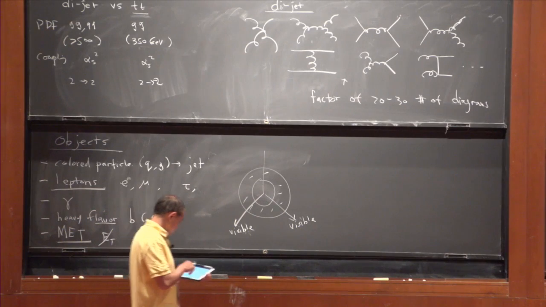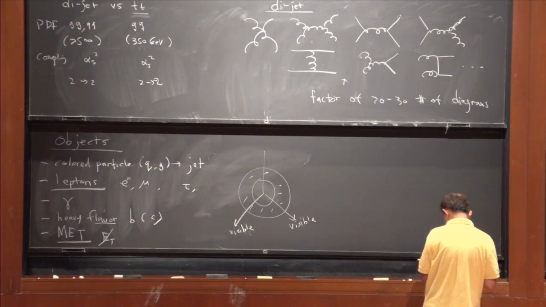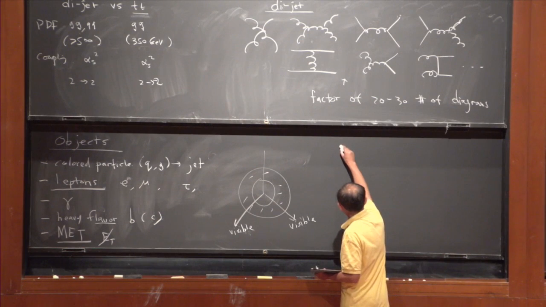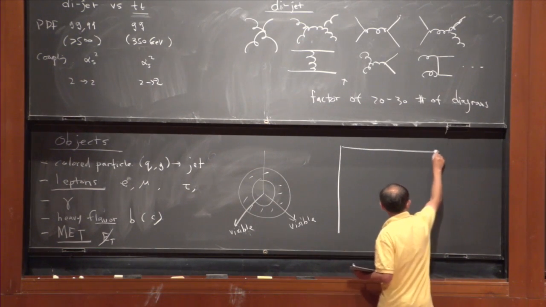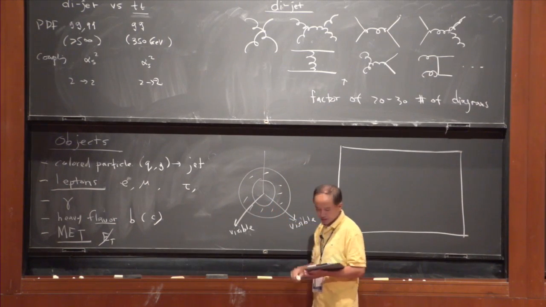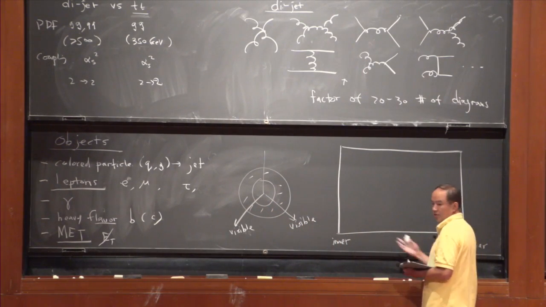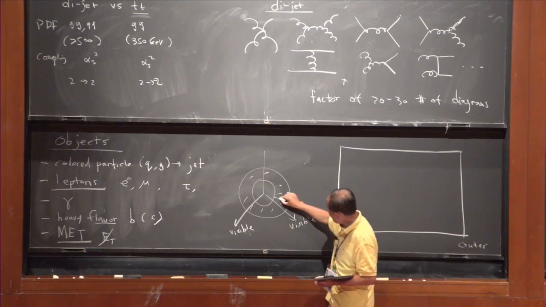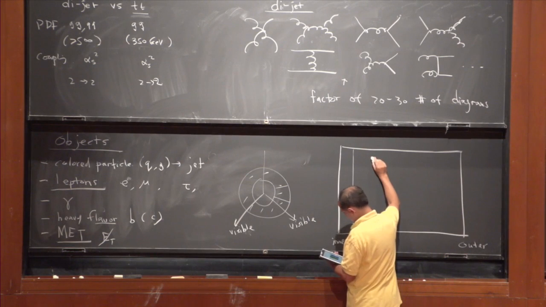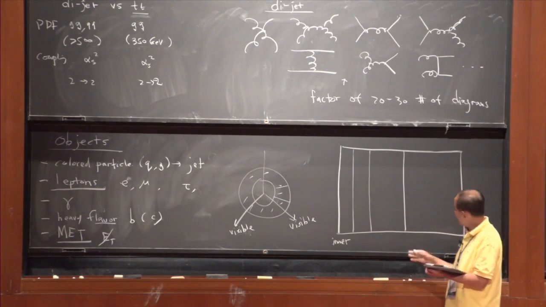Since we're on the topic of detectors, let me also draw a picture of a detector. Let's draw a more abstract picture. The detector has many layers around it. Let's say this is the inner part and this is the outer part. Imagine this is a section of the detector, like that. It's not to scale. I try to indicate a little bit of scale, but it's not to scale.